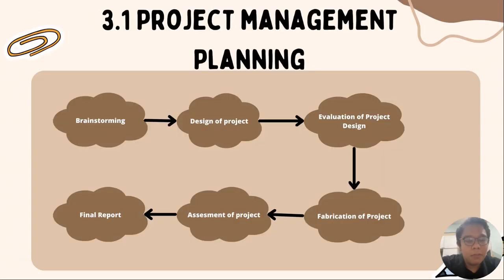So now, I would like to talk about the project management planning. Firstly, is the brainstorming. During the brainstorming, we had a meeting and we discussed the idea of our project and then we came up with the dehumidifier as our main topic. Next, we designed the project and came up with the best design for our dehumidifier. And then we evaluated the design with our supervisor to confirm the final design. And then we went to the lab to fabricate our project. We took turns to do the fabrication because some of us have classes.